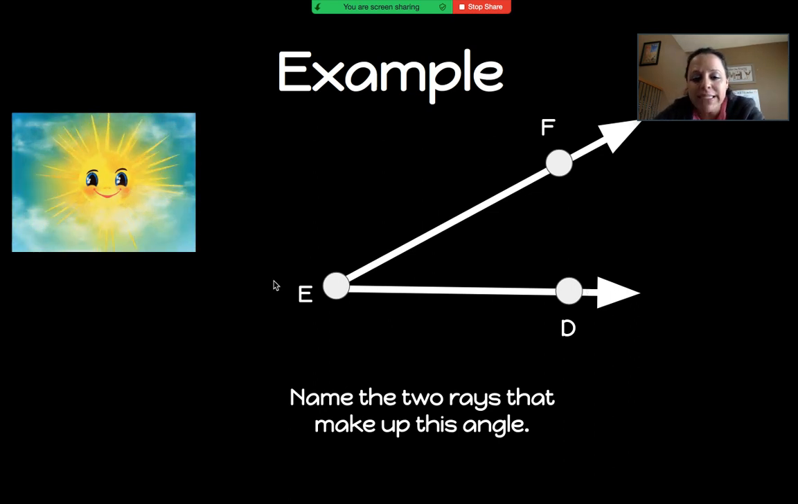I always say the vertex, or the middle point of your angle. That's called the vertex. I always say that first when I am naming a ray. So those would be our two rays that make up FED.